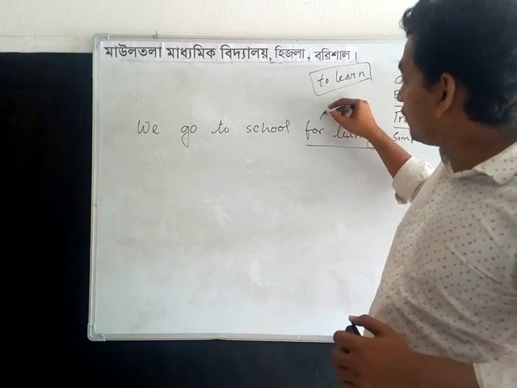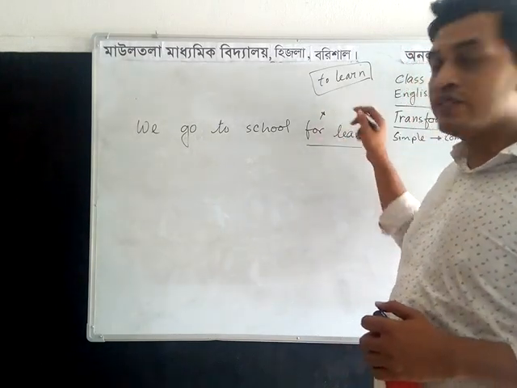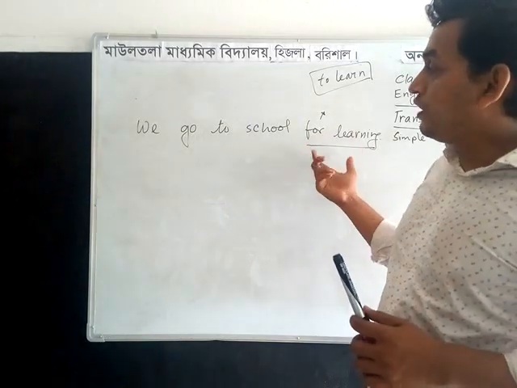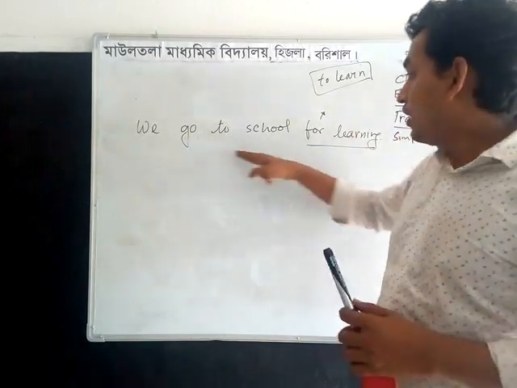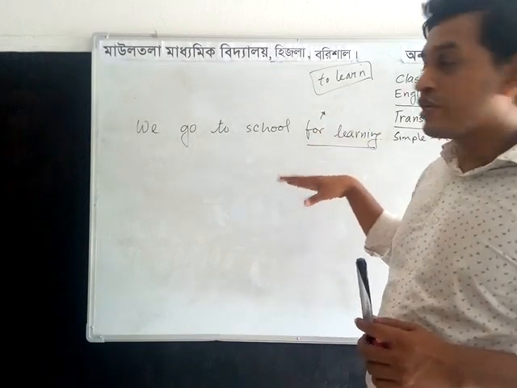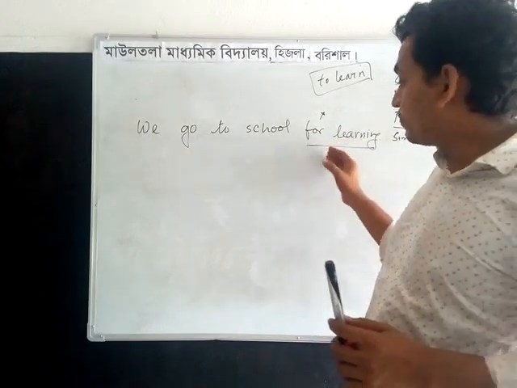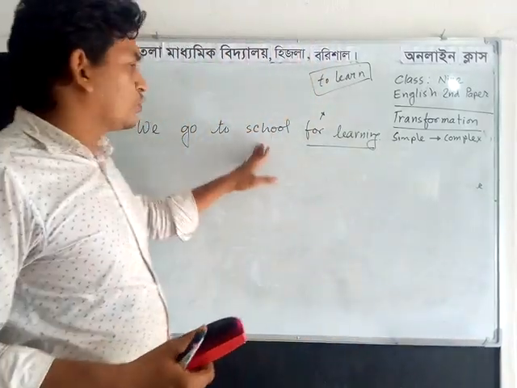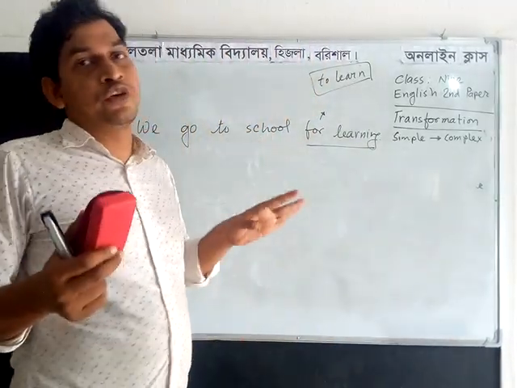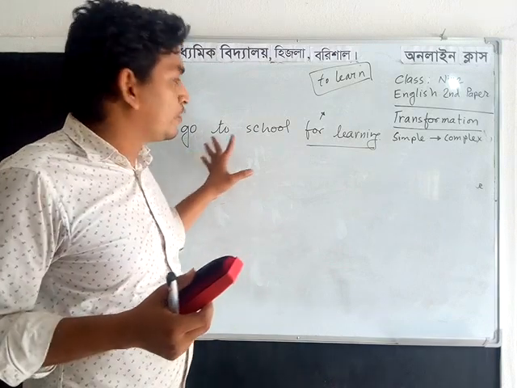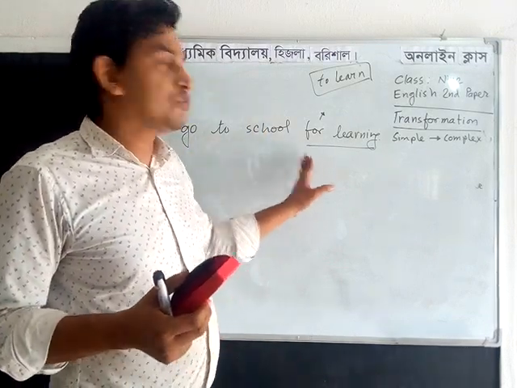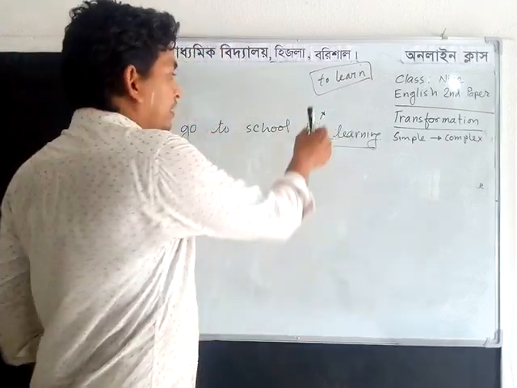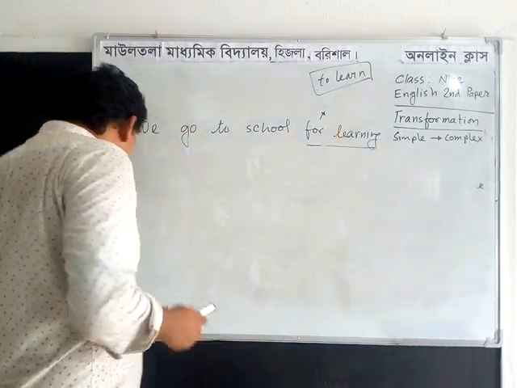But if there is for, and after for there is any verb in ing form, the verb in gerund form, we can use it, because all these words are used here to denote the purpose of going to school. What is our purpose of going to school? Our purpose of going to school is for learning. That means we go to school for learning. That's why here for denotes purpose. We can write it as to.